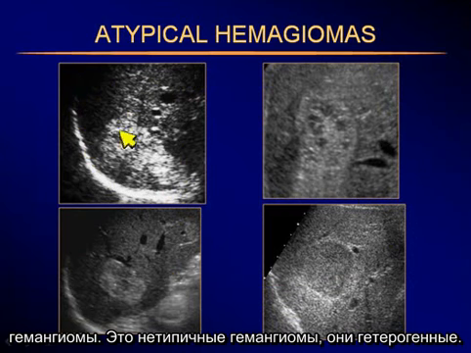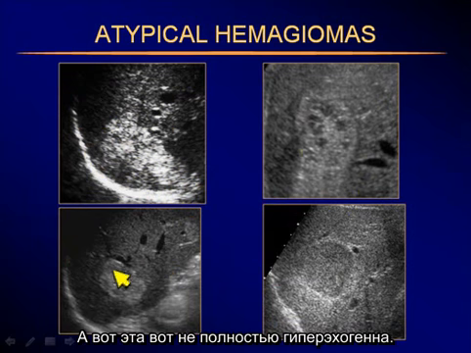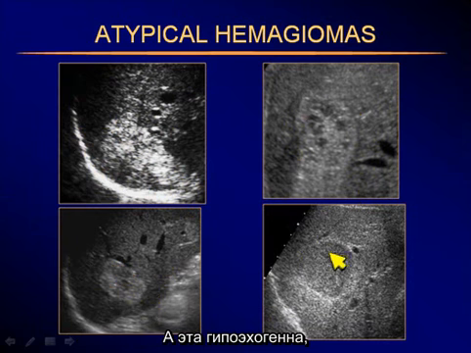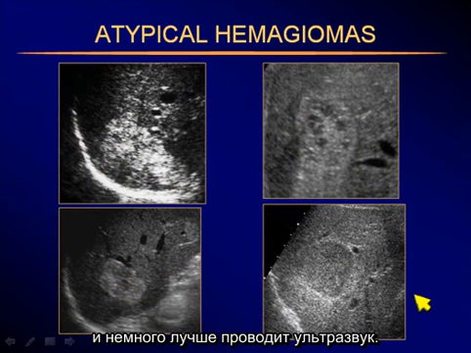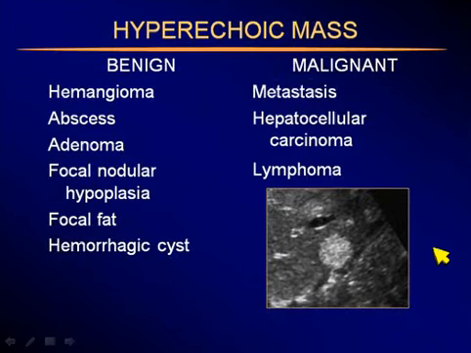This is hemangioma atypical, heterogeneous. This one has some cystic spaces. This one is not totally hyperechoic. This one is hypoechoic and has some sound transmission. All of these are hemangiomas, but they're not typical.